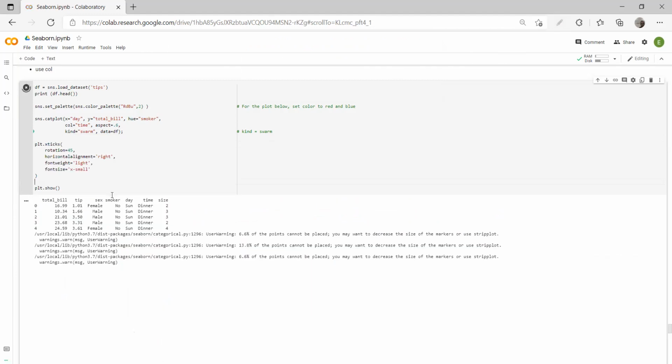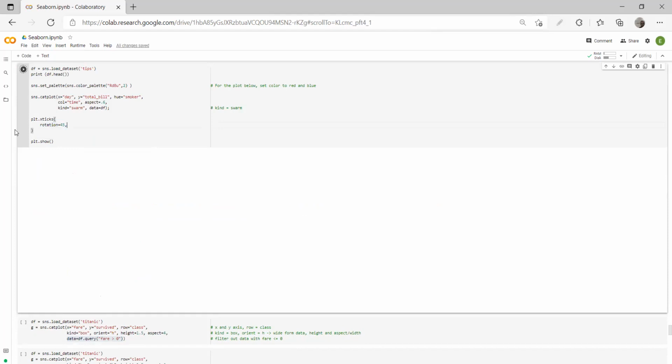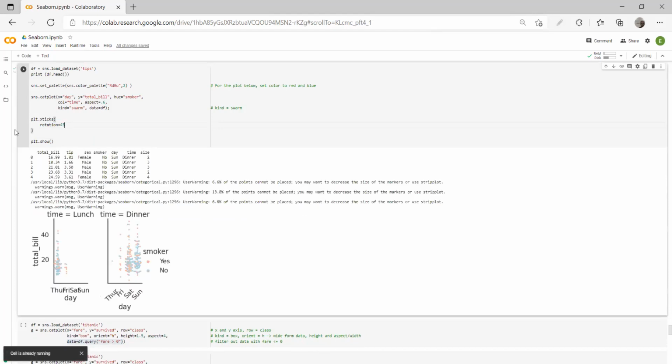Over here, I did a rotation by 45 degrees, with horizontal alignment to the right side. Font weight is light, font size is extra small. I tried all these variations, whatever I could Google and find out, but it still did not give me a better result.